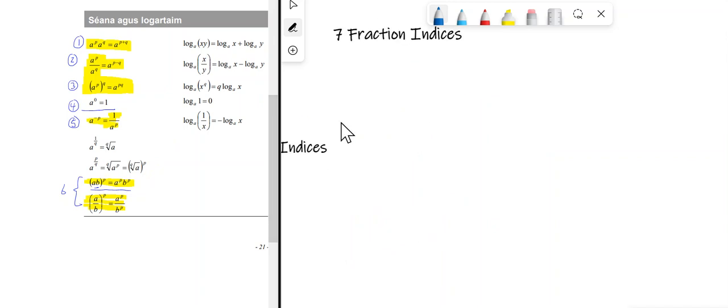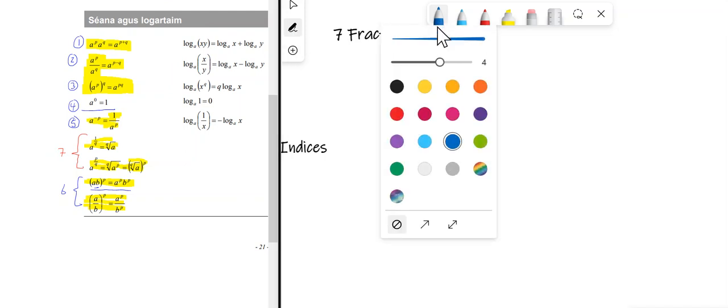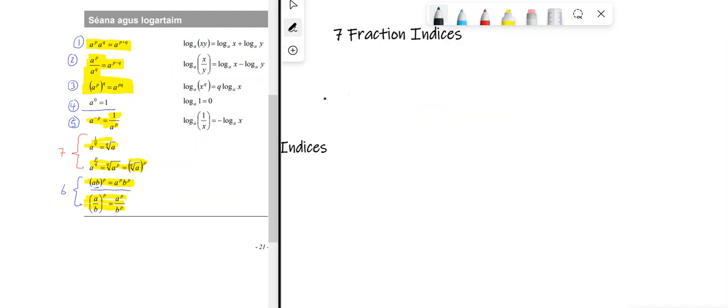So the last one then are these two guys here. So just highlight these here. So this one and this one. And these are basically when you're working with a fraction. So let me just group these together. So we'll call this 7. So basically, what does this mean?